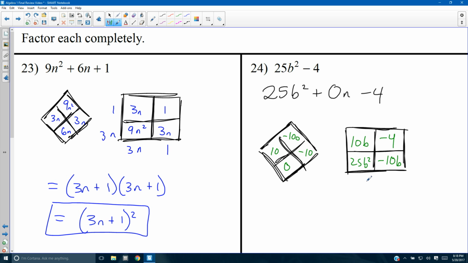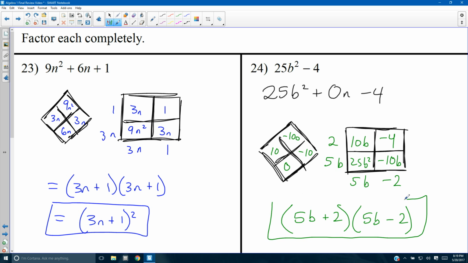And now we play the factoring game. b and b definitely go here. 25 could be 25 and 1, but 25 times this isn't 10. This is going to be a 5b and a 5b. This problem is going to look kind of like this problem with one big exception. 5b times positive 2 is positive 10b, but 5b times negative 2 is negative 10b. So when you factor this thing down, it is 5b plus 2 times 5b minus 2. This is your final answer.